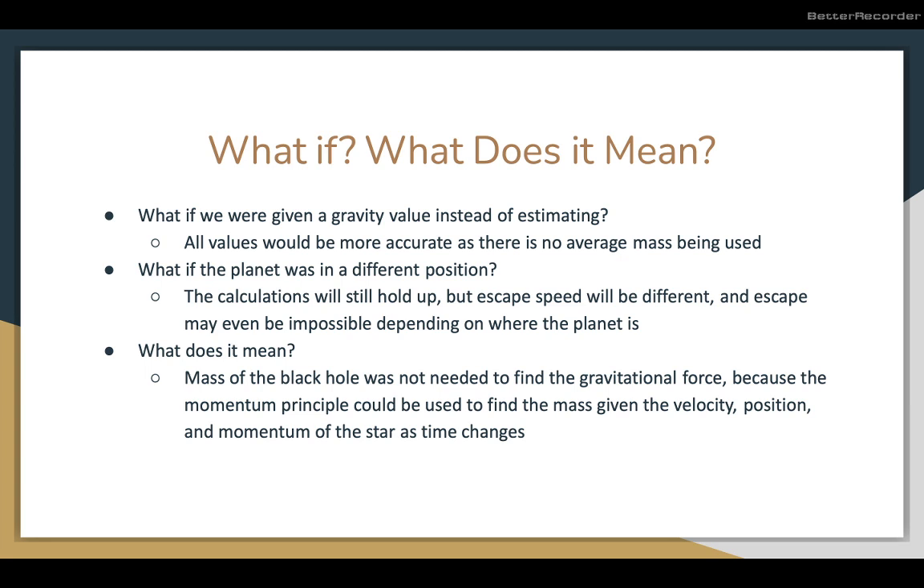What does it mean? The mass of the black hole was not needed to find gravitational force because the momentum principle could be used to find the mass given the velocity, position, and momentum of the star as it changes.